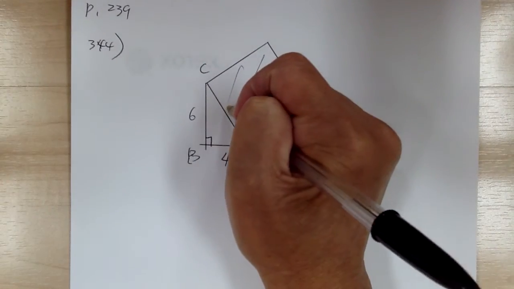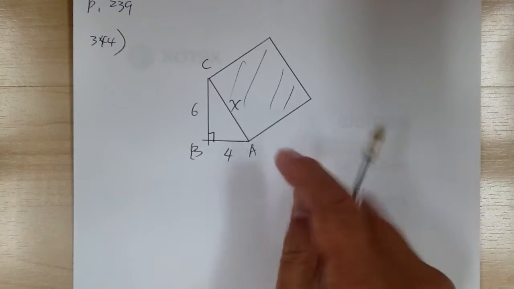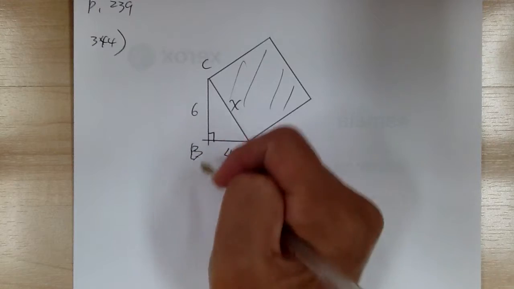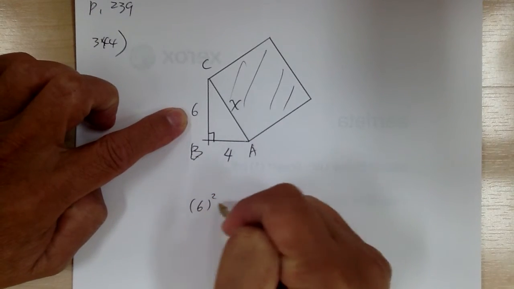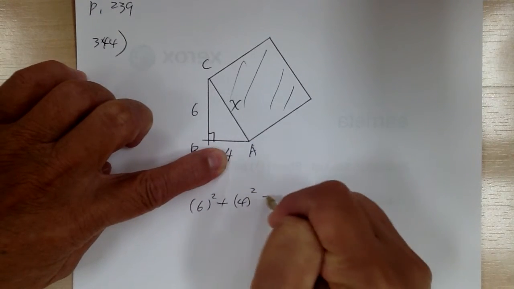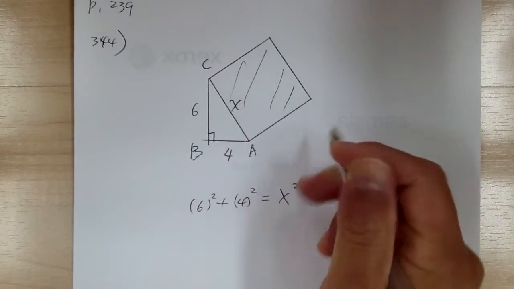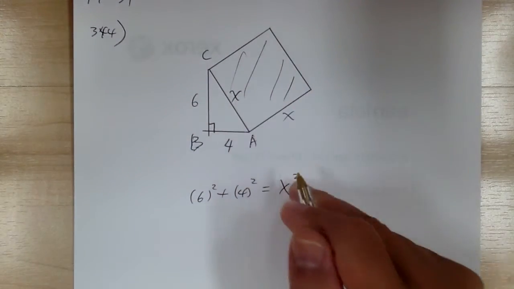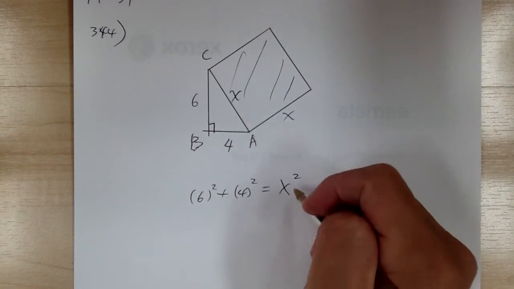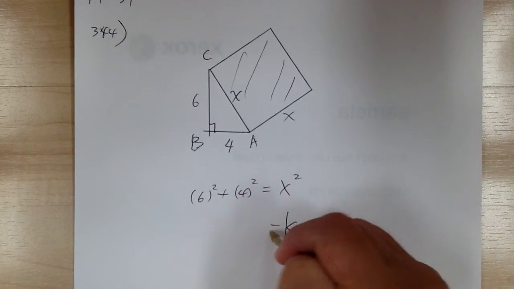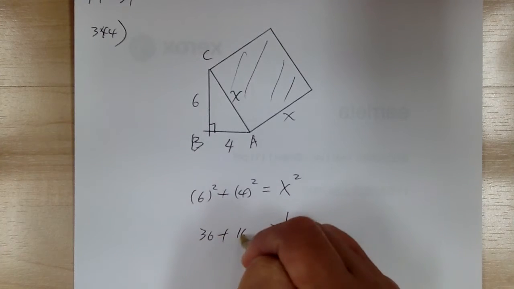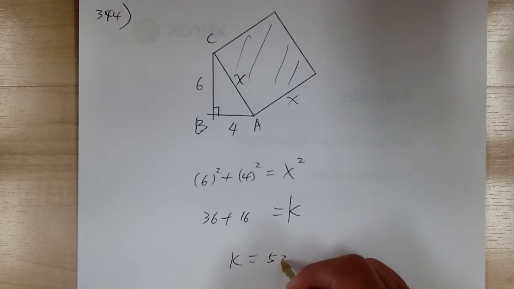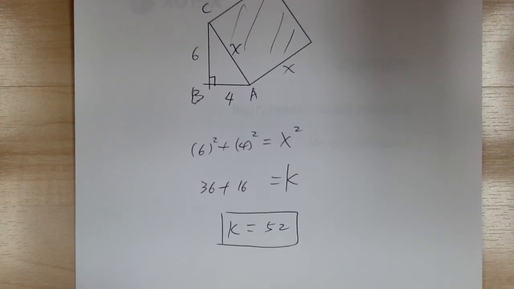Okay, so let's call this X. If you use the Pythagorean theorem, you have a squared plus b squared equals c squared. Well, c squared, this is X times X, that's your area. So this is what you're looking for already. So X squared is your K. And so it would be 36 plus 16. And so K equals 52. And that's it.